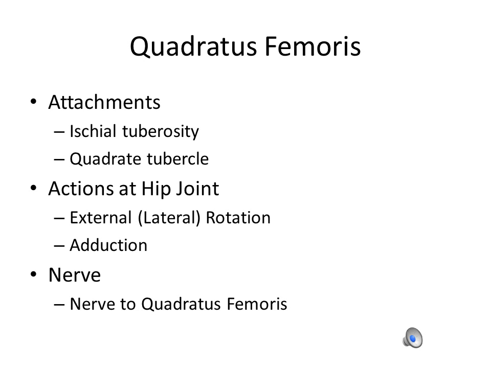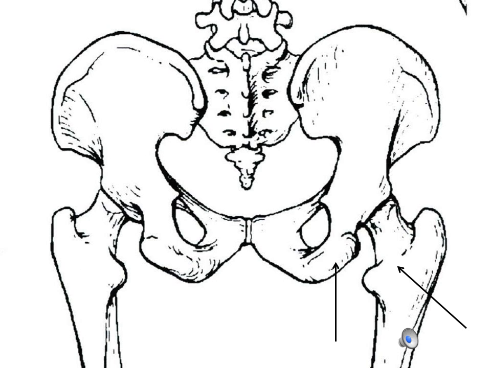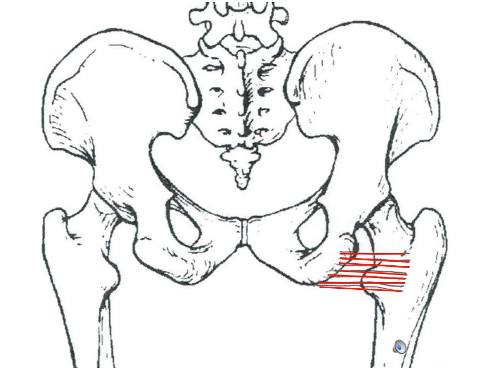Quadratus femoris is a quad-shaped muscle attached to the ischial tuberosity and the quadrate tubercle. The quadratus femoris has action at the hip to include external rotation and adduction. The innervation of quadratus femoris is the nerve to quadratus femoris. Pause the lecture to draw in the attachments and the muscle belly of quadratus femoris. How does your drawing compare?